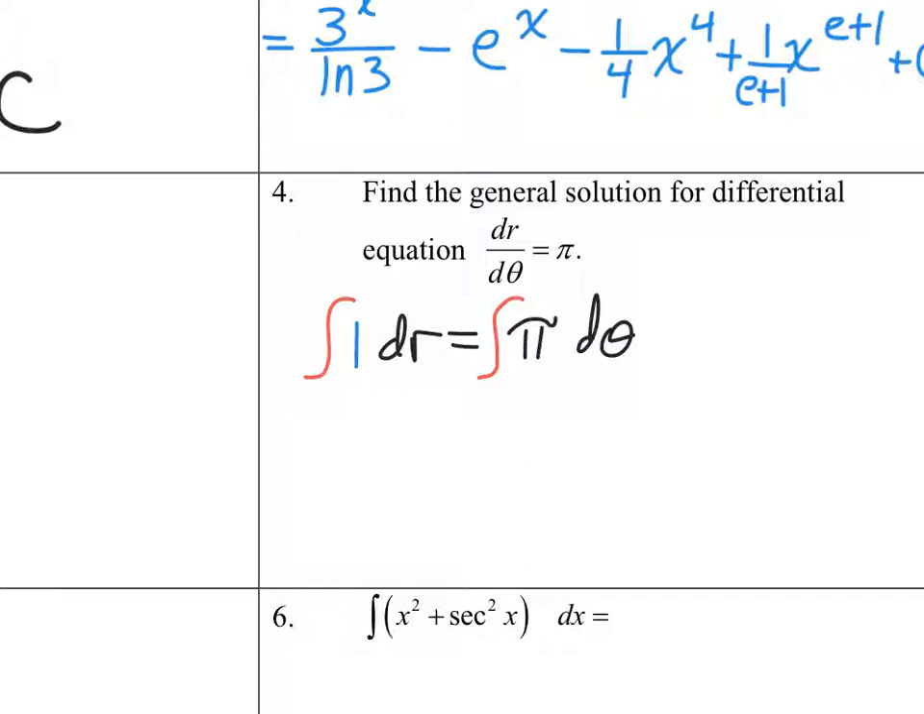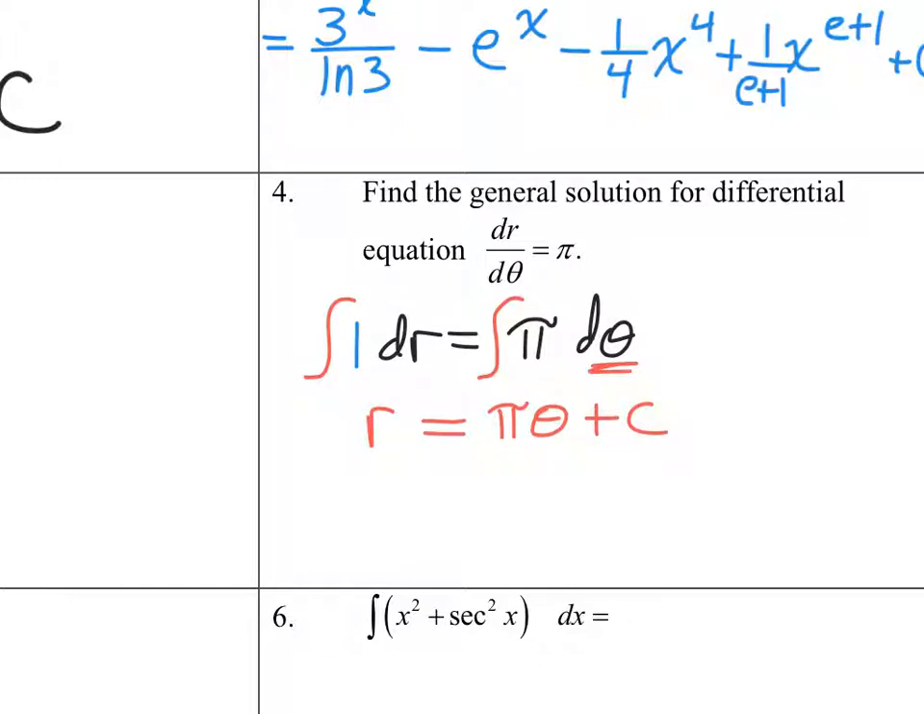Well, the derivative of 1 would be 0. If we were dealing with y's and x's, it would be y, but here we're dealing with r's and thetas, so r. Normally I'd say plus c, but I'm just going to consolidate this c with the one on the right anyway, so I'm going to leave it off. Antiderivative of pi: pi theta, since the variable is theta. Plus c. That's the general solution.